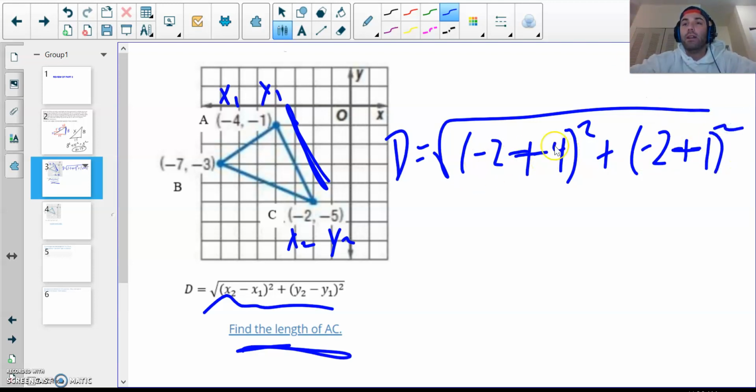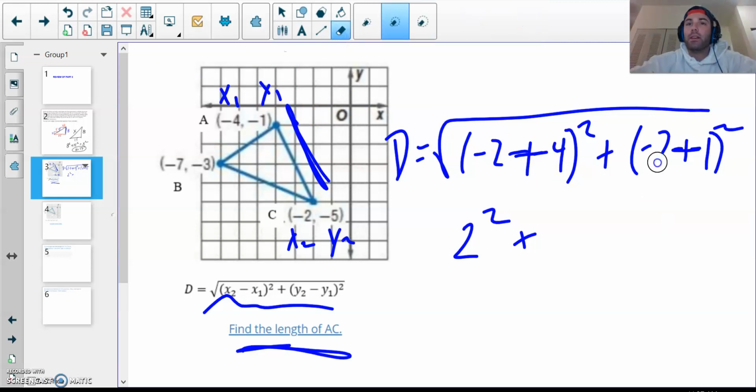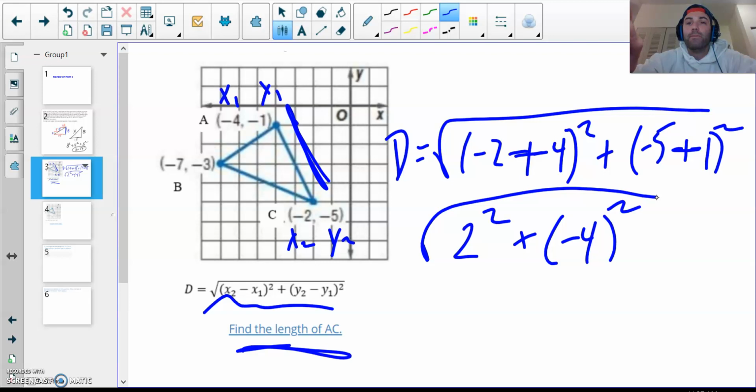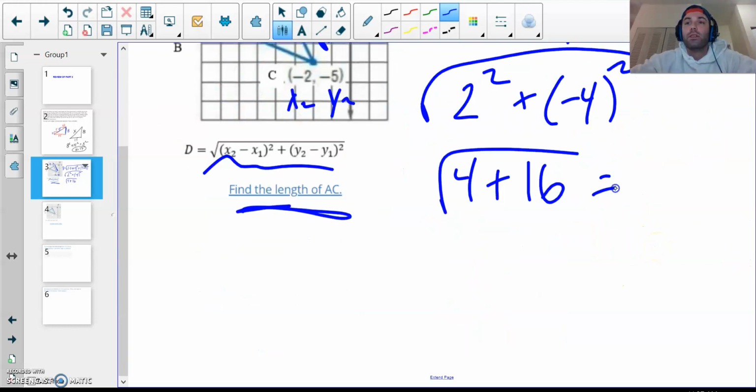All right, -2 minus 4 is 2. 2 squared plus -2 minus 1. What the heck? About that, I caught my mistake here. This should be a -5, not a -2. Wow, everyone makes mistakes, right? So -5 plus 1 is -4, and I'm going to square that as well. Still taking the square root. 2 squared is 4. -4 squared is positive 16. Be careful with that. Also underneath the square root, which gives me the square root of 20.